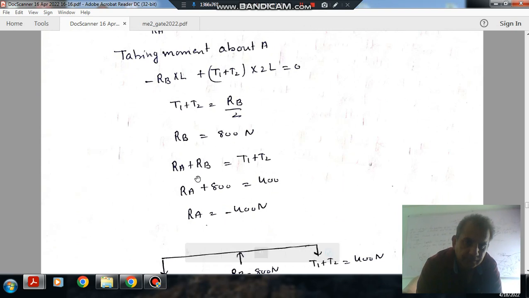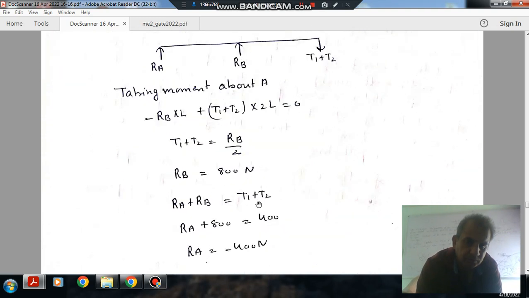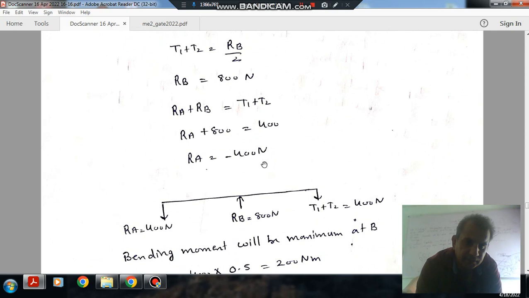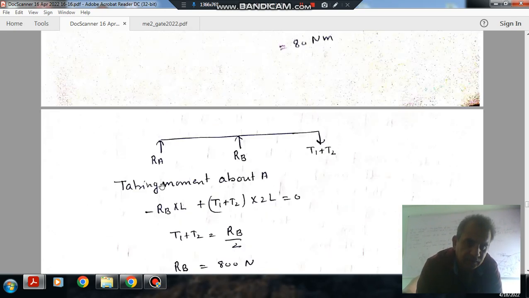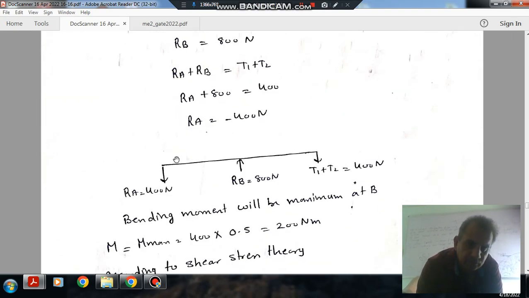Now total upward load should be equal to total downward load. So RA plus RB is equal to T1 plus T2. So RA plus 800 is equal to 400, and RA is minus 400 Newton. It means the direction will be reversed. We assumed that RA is in the vertical upward direction, but here RA is minus 400, so it will act in the downward direction, 400, and RB is 800, and T1 plus T2 is 400.